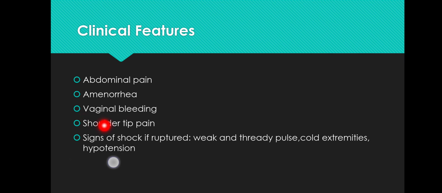So the patient may complain of having a shoulder tip pain. Then signs of shock if ruptured. Now what are the signs of shock? A weak and thready pulse, cold extremities, and hypotension. So these may be present. If you see these, then you see that the patient is in shock.